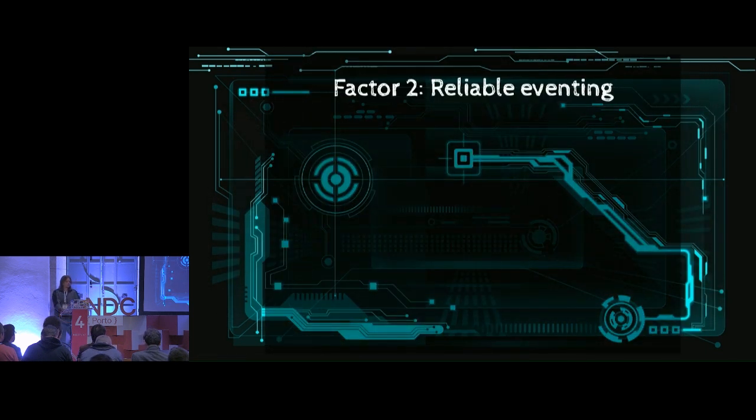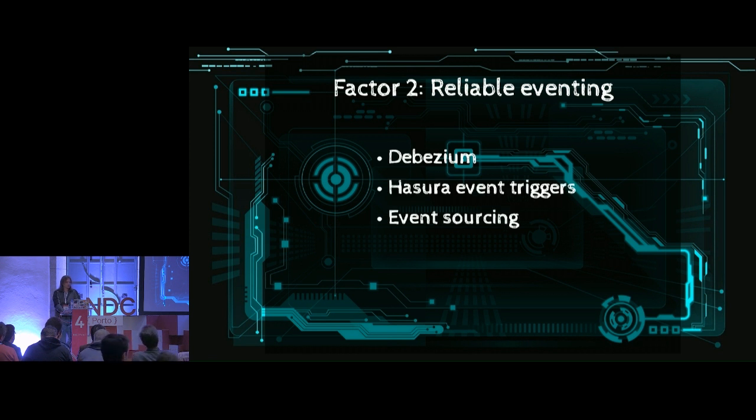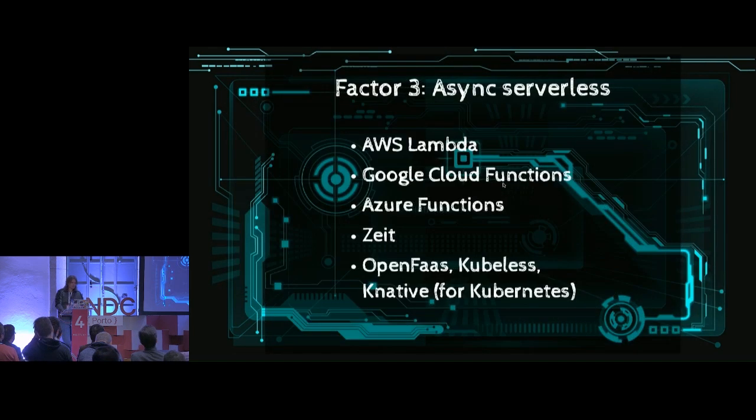The second factor is reliable eventing. There are basically 3 solutions: Debezium, event sourcing, where you can implement your own event sourcing on your existing database or a new database, and whenever an update, insert or delete is triggered on the database, you can call the event, or you can use Hasura event triggers. And the 3rd factor is async serverless. For serverless functions, you can use Lambda, Cloud Functions, Azure, Zeit, OpenFaaS, Kubeless, lots of solutions.